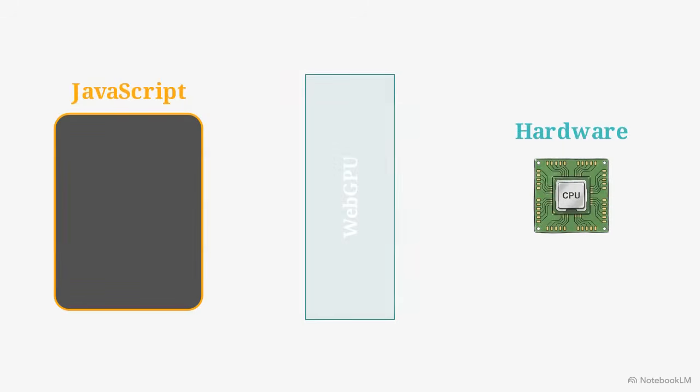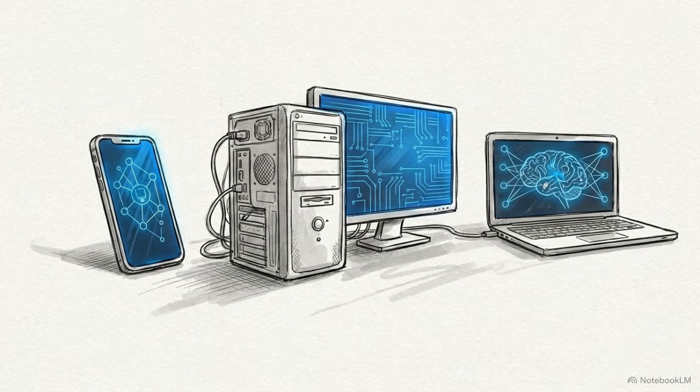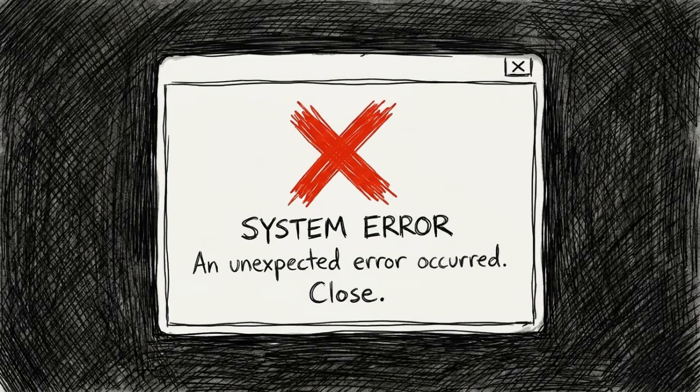WebGPU is a browser API that acts as a bridge. It gives JavaScript direct access to perform massive parallel matrix math natively on the system's graphics card. Because browser support for WebGPU varies and user hardware is incredibly diverse, verifying GPU access upfront is the single most critical step to prevent the application from crashing silently.